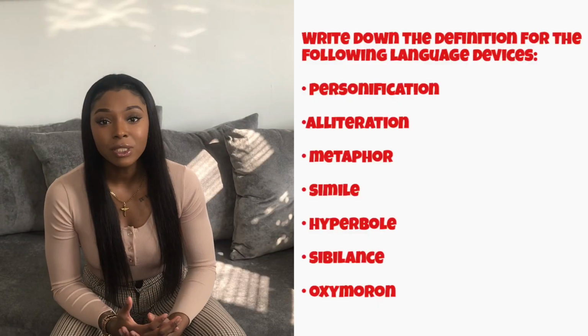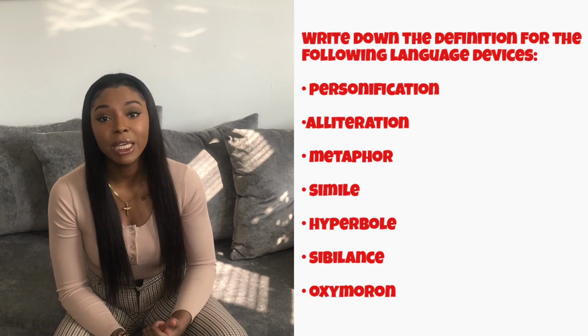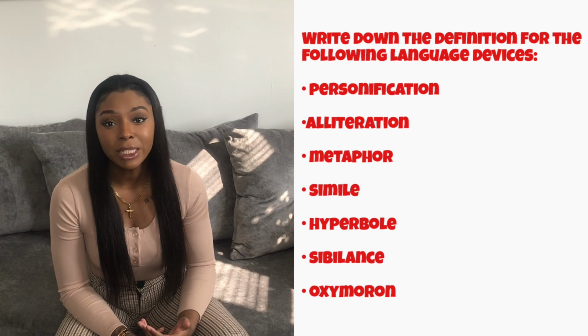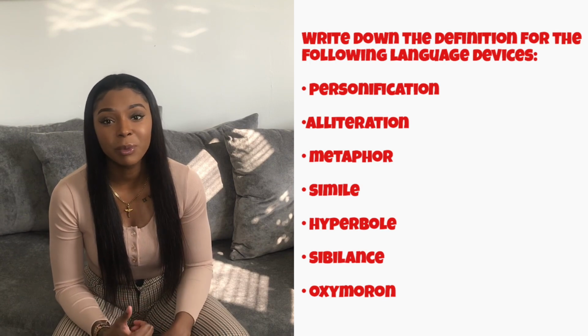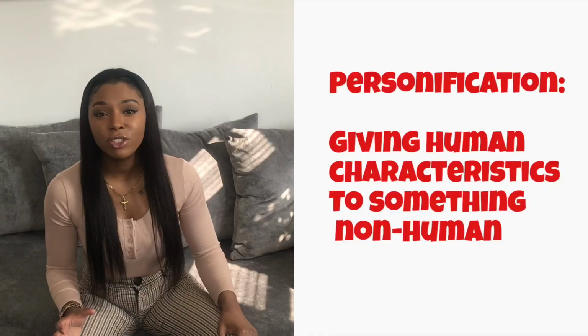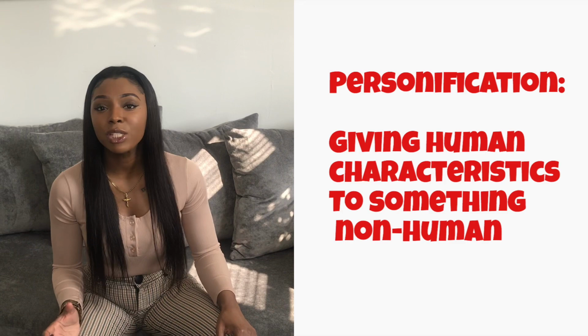Okay, so I've got a task for you guys. I want you to write down the definition for the following language devices: personification, alliteration, metaphor, simile, hyperbole, sibilance, and oxymoron. So personification, the first one, is giving human characteristics to something that is non-human.